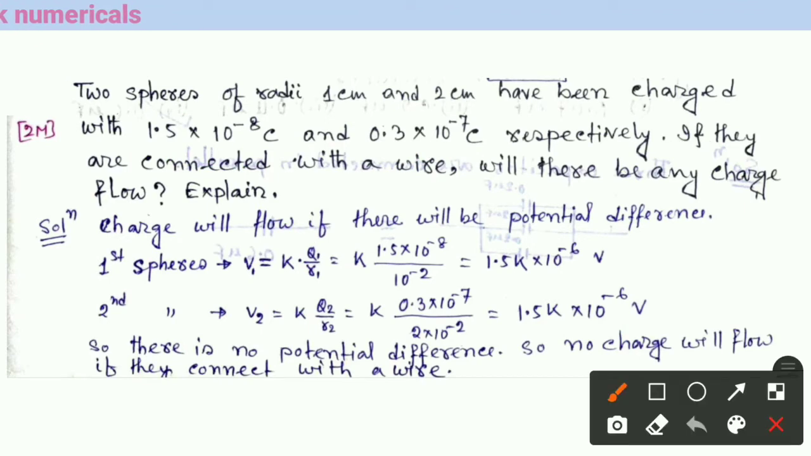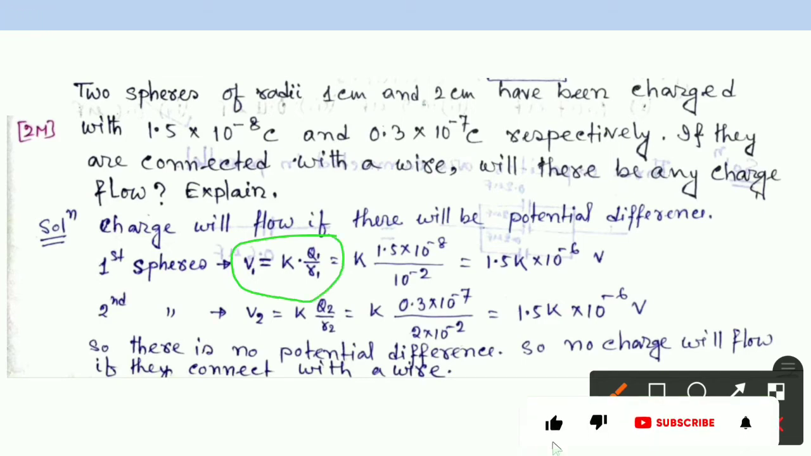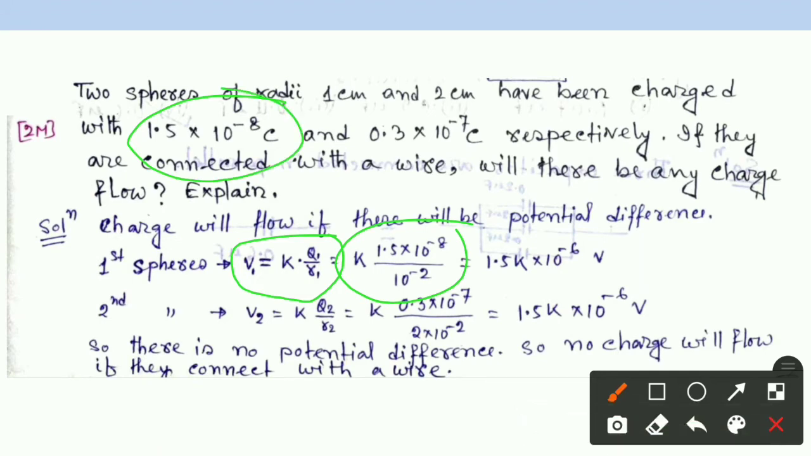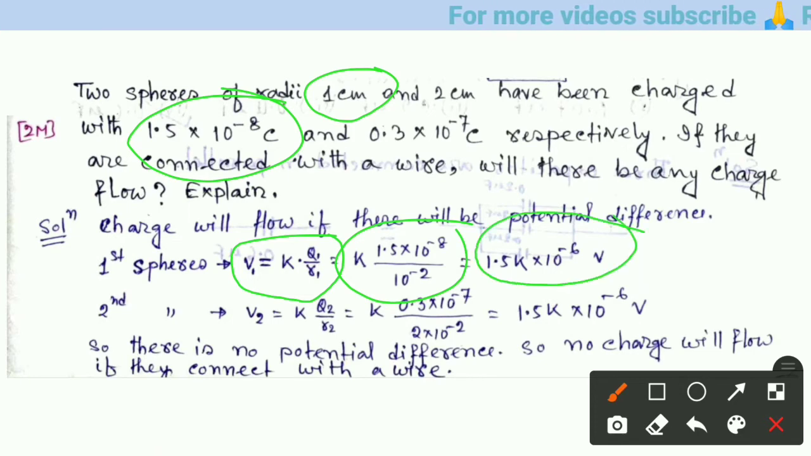So here is the equation. Potential of the first sphere, V1 is K Q1 by R1. K Q1 means the value of this charge, and R1 means radius 1 centimeter, that is 10 to the power minus 2 meter. So we find 1.5 K into 10 to the power minus 6 volt.